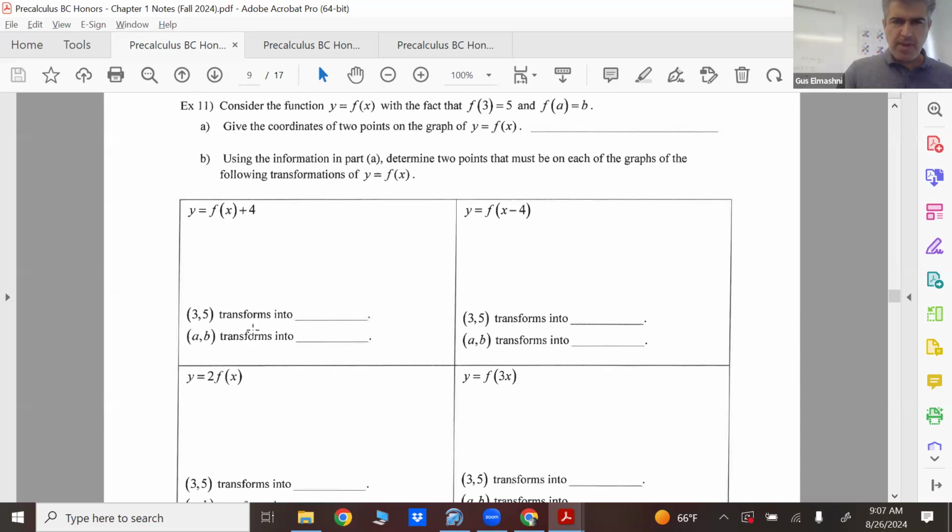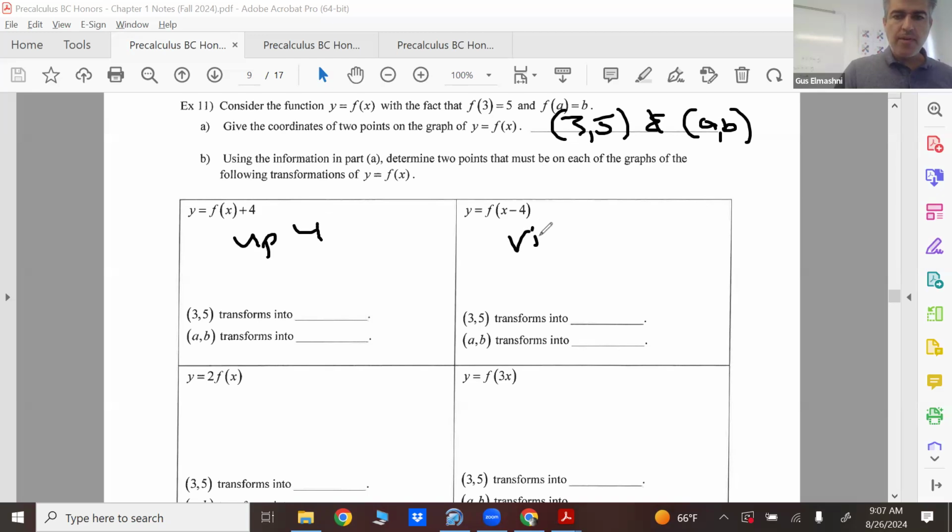Consider a function y with the factor f of 3. Well, of course I know two points, 3, 5, and a, b. Of course I know that. Okay, so then how does it transform? Okay, I see what they're getting at. That's up 4. That's right 4.